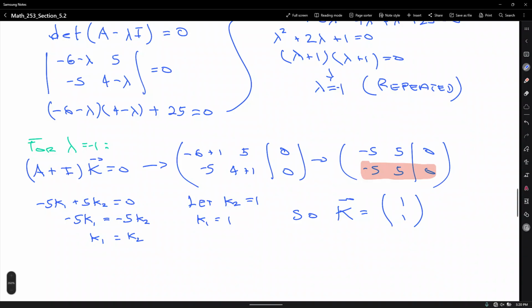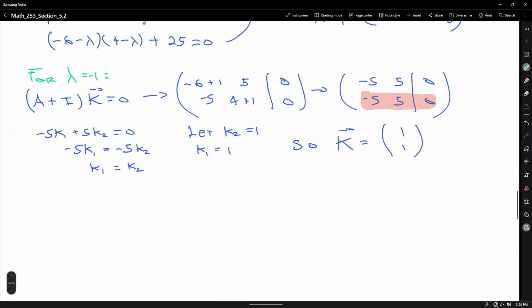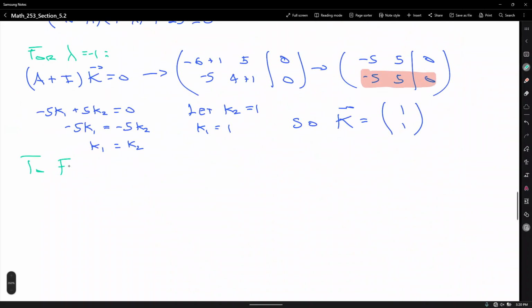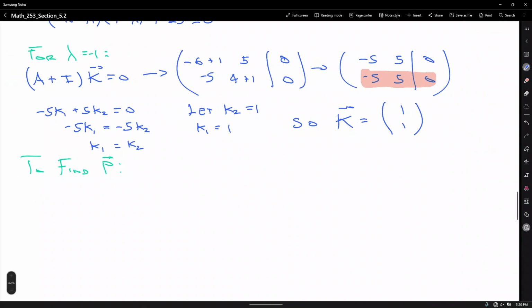So here is what we're going to do. To find p, we need the second vector. To find p for the second solution, p is a vector, by the way. Set A minus lambda I times P, and let that be equal to the vector K. We know A, we know lambda I, we know K, so we just solve for P.